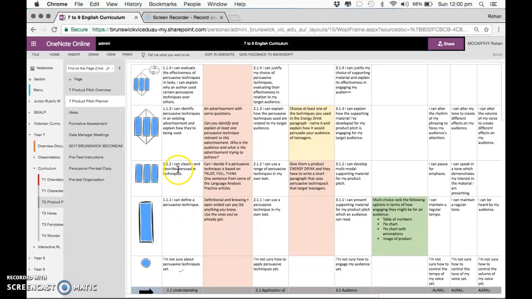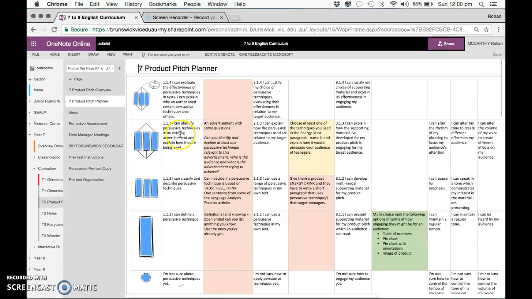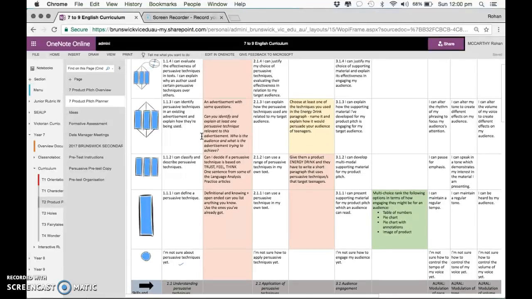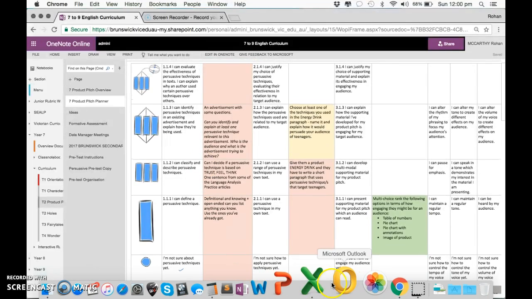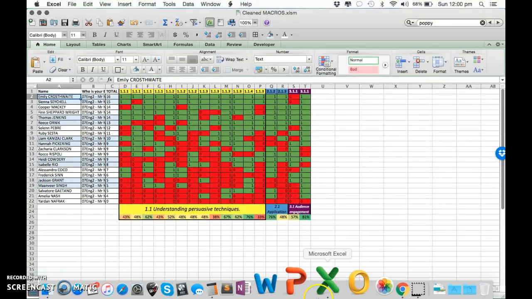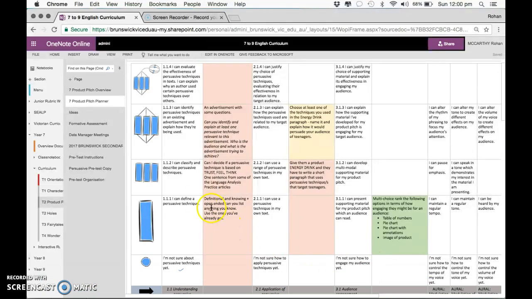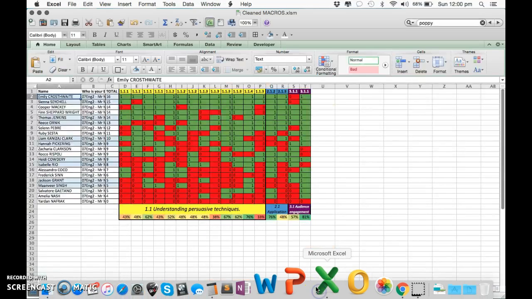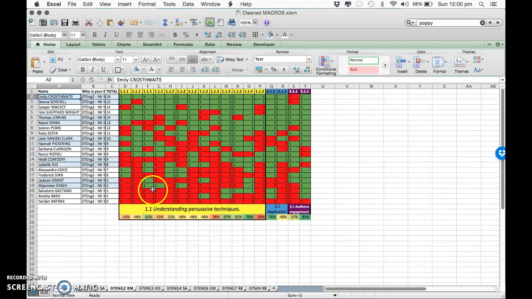Can they define them? Can they classify and describe them? Can they identify them in an existing ad? And then can they evaluate the effectiveness of the use of the techniques? So you can see then all the 1.1.1s are all to do with this sort of level, just defining. Then there's classifying and describing, etc. So if you ever want to know what it actually refers to, that's what it refers back to.